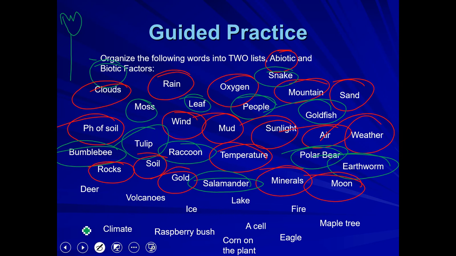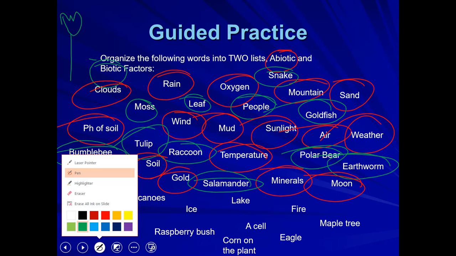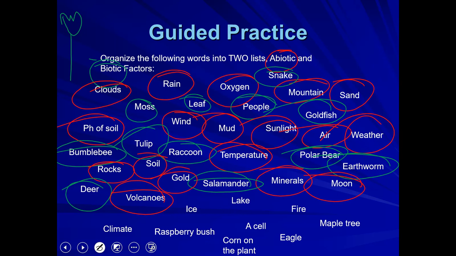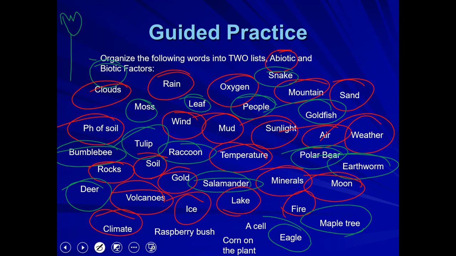Deer is living, so it's biotic. Volcanoes are not living, so they're abiotic. Climate is not living, so it's abiotic. Ice is not living, so it's abiotic. Lake is water, so it's not living, so it's abiotic. Fire is not living, so it's abiotic. Maple tree is a tree, so it's a living thing, so it's biotic. Eagle is living, so biotic. Corn on the plant is biotic. Raspberry bush is biotic. A cell is biotic.